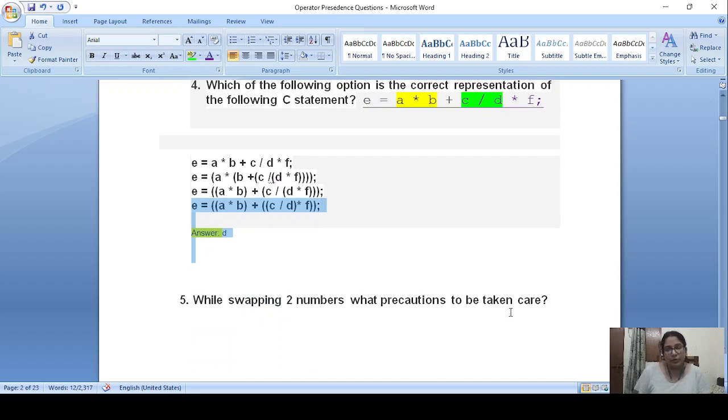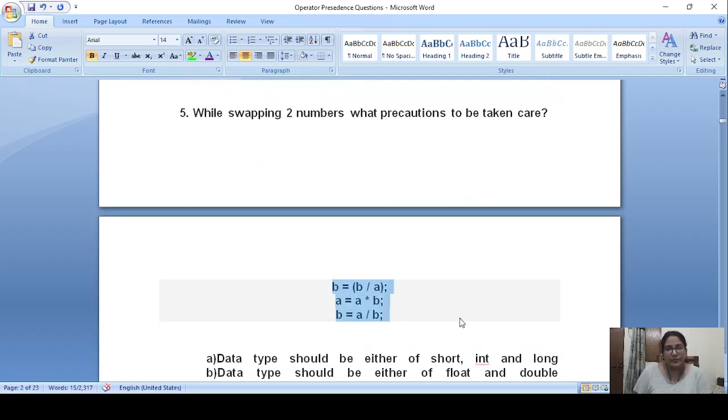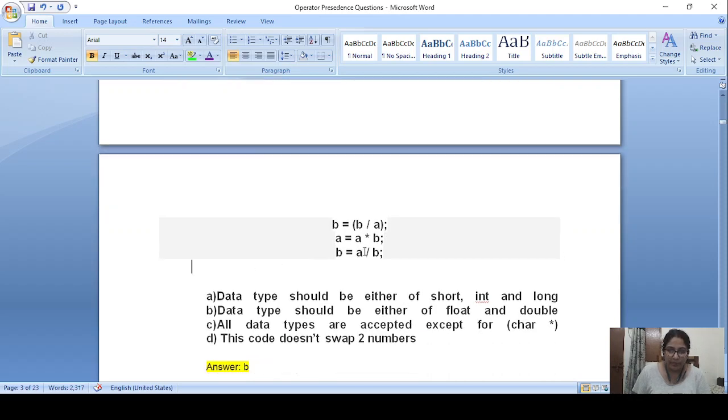When swapping two numbers, what precautions are to be taken? This is the formula of swapping. Again, there is one thing I want to tell you, that whenever you are using division, you just take some values, A is equal to 10 and B is equal to 20, and try to use whatever is written here, and see whether this formula will be able to swap those two numbers or not. Swapping means if A is equal to 10 and B is equal to 20, then after swapping B will be 10 and A will be 20. The numbers get interchanged.